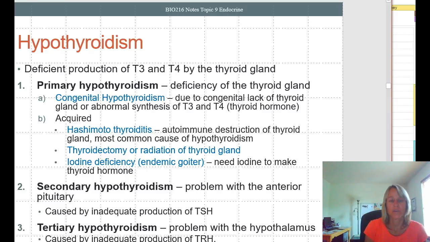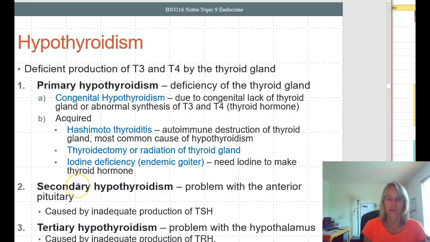It can be due to iodine deficiency, in which we can cause an endemic goiter, where you're from a region where you just don't have enough iodine in the diet. Not so much a problem anymore, but we used to have the goiter belt around the Midwest, and this was due to iodine deficiency. In this case, these patients would just need to take supplemental iodine to be able to make thyroid hormone.